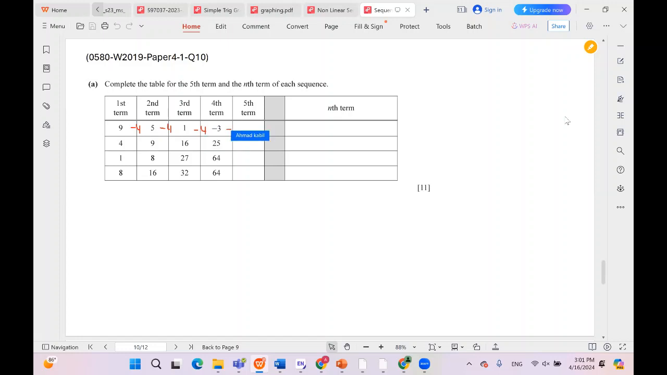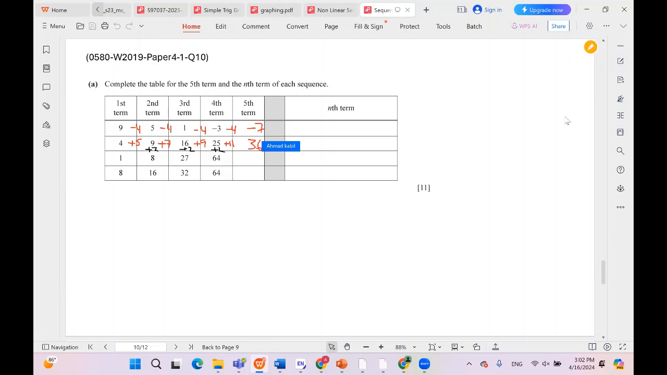So we know that if we put -4 here, we get -7. So -3 minus 4 is -7. For the second sequence, we have 4, 9, 16, 25. So we have here +5, +7, +9. So at the second layer, we have +2, +2. So we have +2 here as well. 9 plus 2 is 11. So we add 11 here and we get 36.